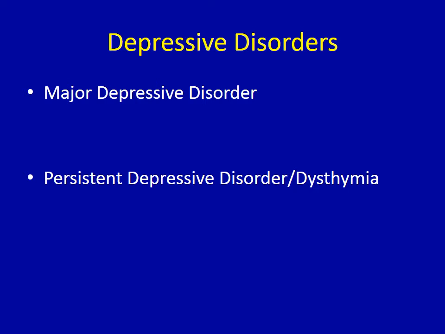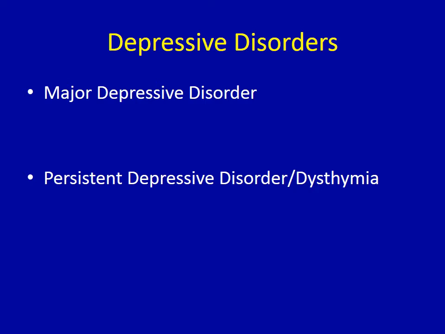So in order to meet criteria for a diagnosis of dysthymia, an individual needs to have been experiencing symptoms for a 2-year period of time, and during that 2-year period of time, they can't have experienced a period of more than 2 months where they were not experiencing depressive symptoms. So dysthymia is characterized by persistent depressed mood over at least a 2-year period of time.